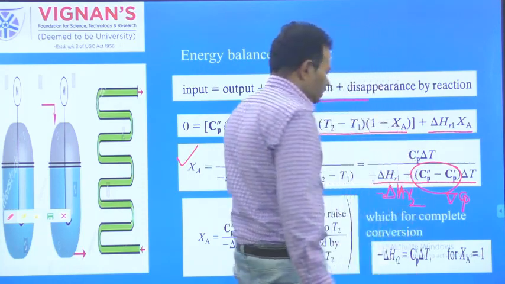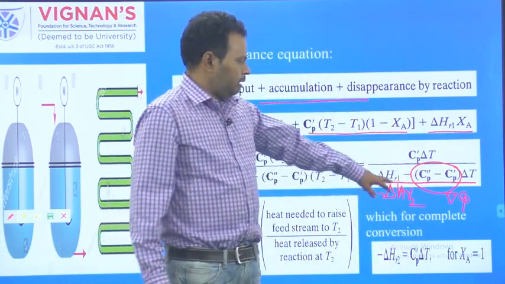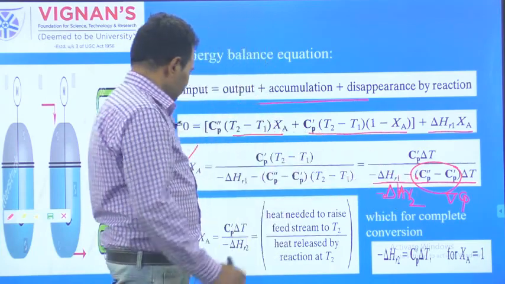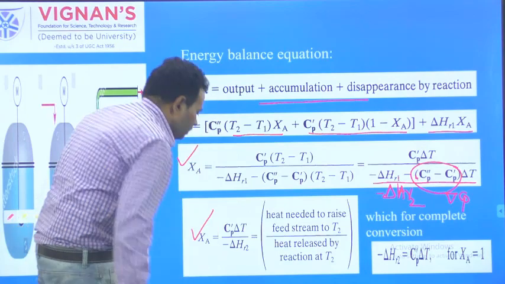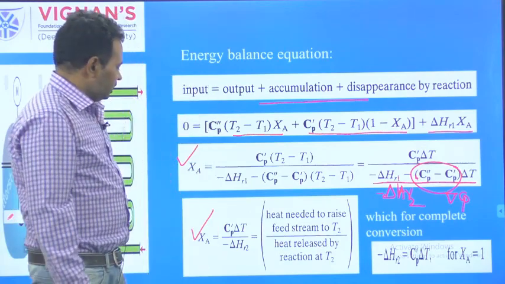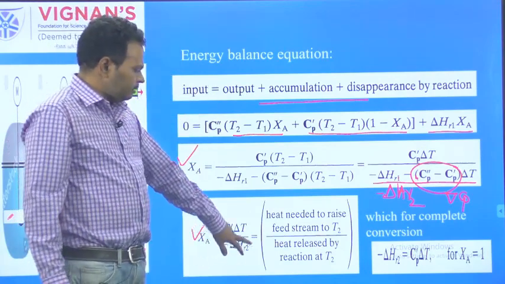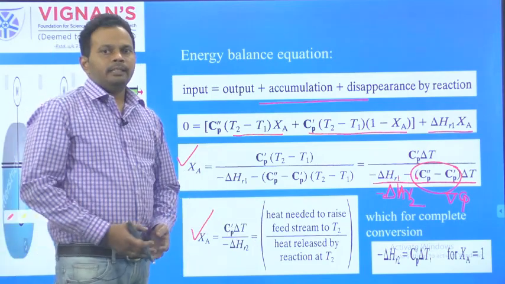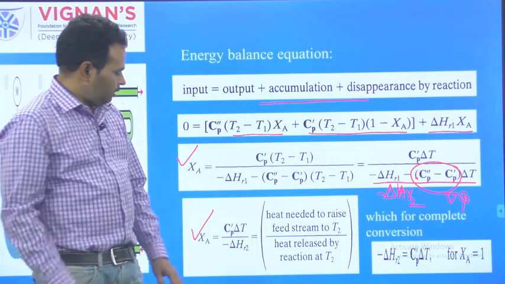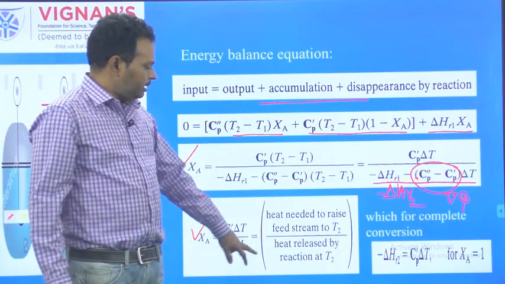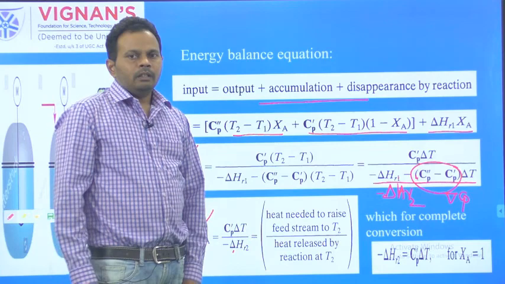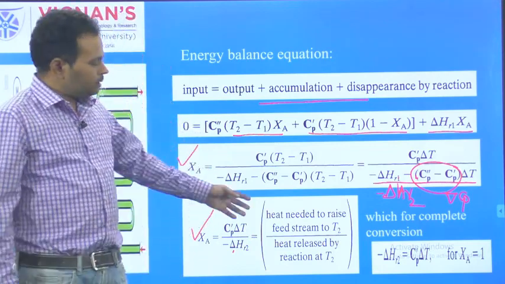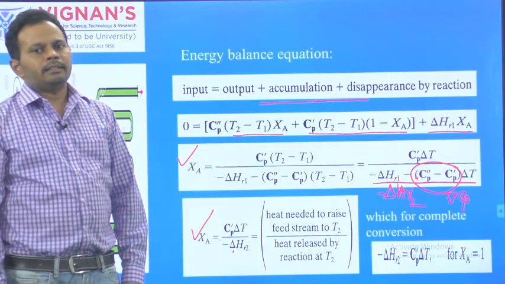Once you know the heat of reaction at temperature T1, and as we derived earlier for the denominator, this becomes minus del HR2. Then the equation becomes XA is equal to Cp dash into delta T by minus del HR2. Cp dash into delta T is the heat needed to raise the reactant's temperature to T2, and the denominator is the heat released by the reaction at temperature T2. So the conversion of the reactant depends on the heat released by the reaction and also the heat required to raise the temperature of the reactants to T2.